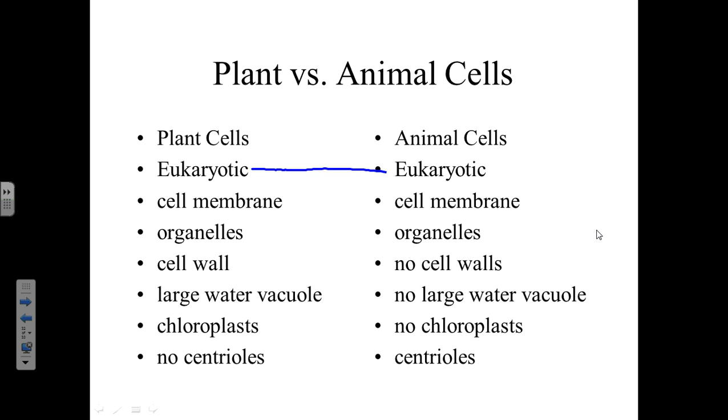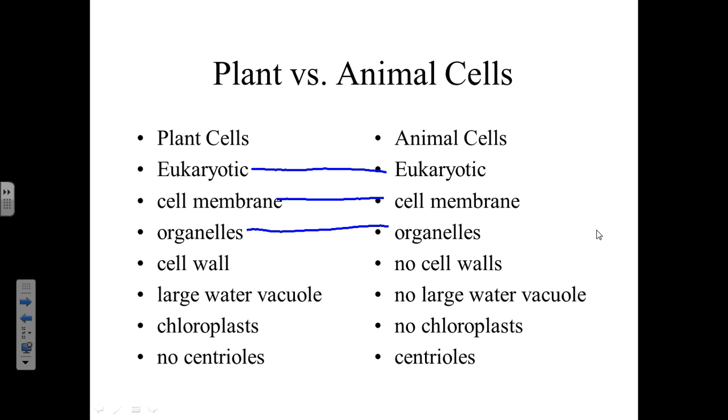We'll use blue here for similarities. They're both eukaryotic. They both have cell membranes, which are made pretty much the same way. What are cell membranes made out of? What kind of bilayer? Phospholipid. Lipid bilayer. They have most of the same organelles. Things like mitochondria, ER, Golgi apparatus. Most of them are the same.